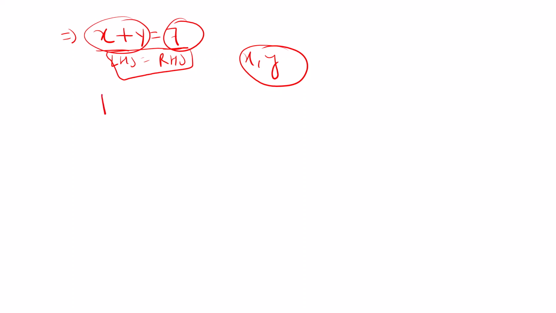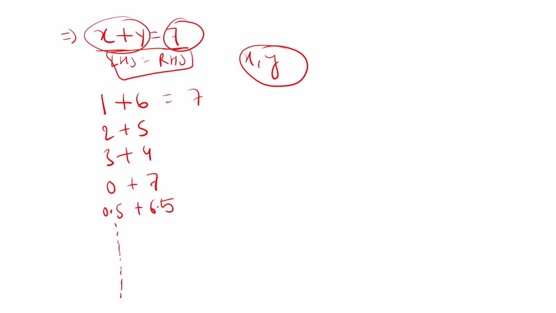See, if I take x as 1, then what do you think will be the value of y to make it 7? It will be 6, right? 1 plus 6 equal to 7. Similarly, if I take 2, then it will be 5. If I take 3, then it will be 4. If I take 0, then it will be 7. If I take 0.5, then it will be 6.5, right? I can take an infinite number of values to make it 7.